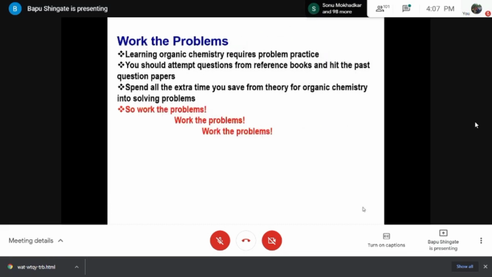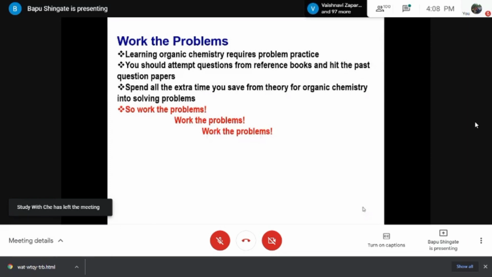After understanding the chemistry, learning organic chemistry requires problem practice. Nowadays no one is solving such types of problems. Even though in the organic chemistry book written by Morrison and Boyd, at the end of each and every chapter they have given some exercises to us, no one is doing those exercises. If you want to crack such competitive examinations, start from this particular moment solving such problems. That's why learning organic chemistry requires problem practice.